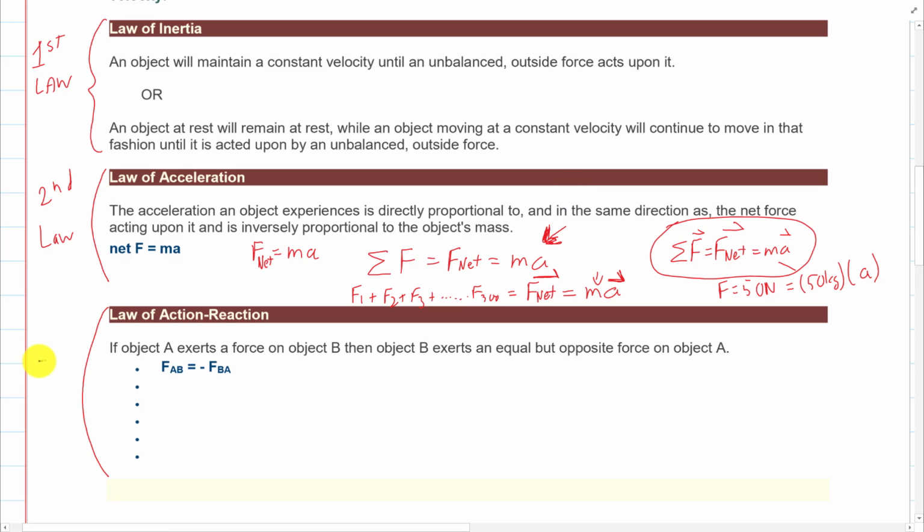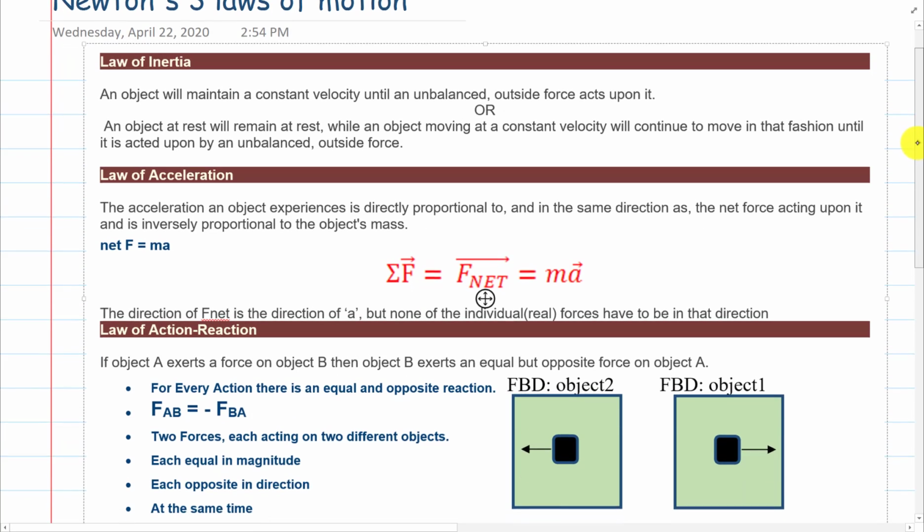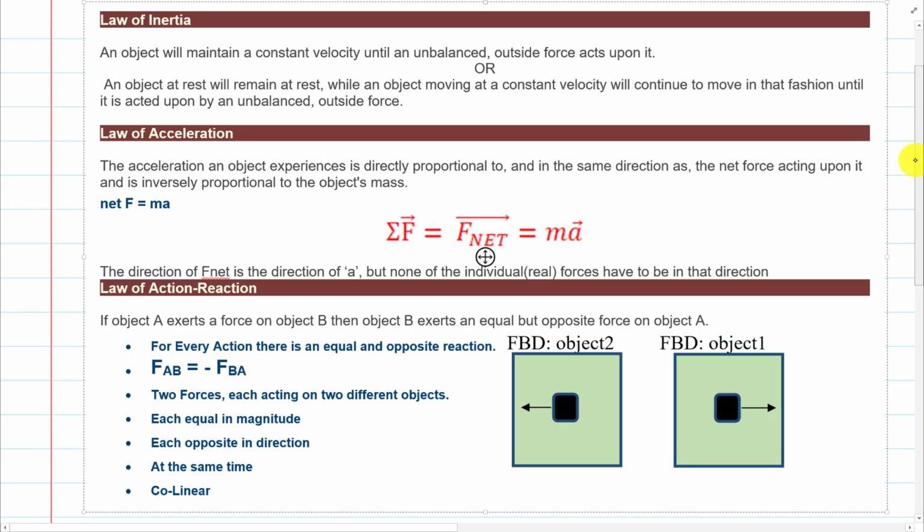Let's continue on with the third law. The third law: for every action, there's an equal and opposite reaction. If object A exerts a force on object B, then object B exerts an equal and opposite force on object A. Mathematically, you could combine it this way. There's a lot of points here. I want to talk about them, but to help you out, I've typed them up. These are Newton's 3 laws.